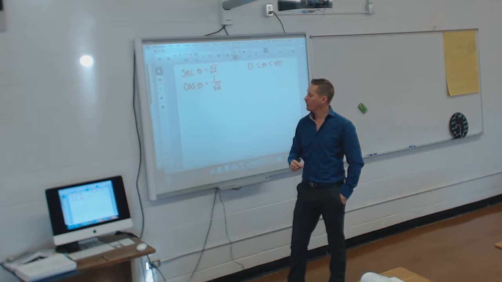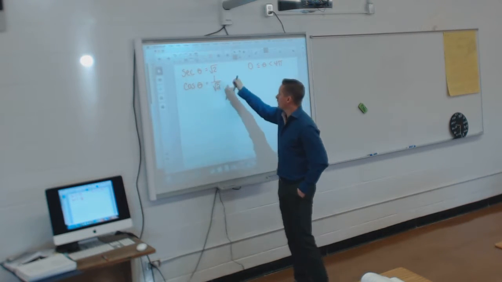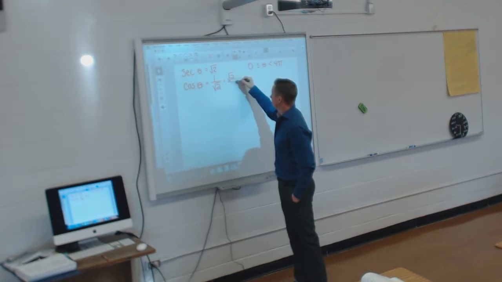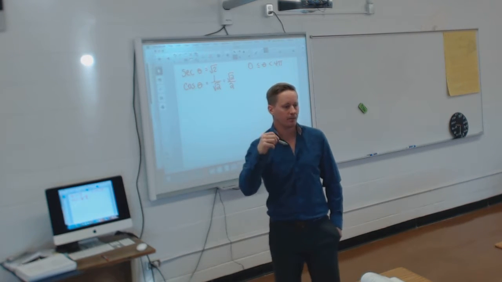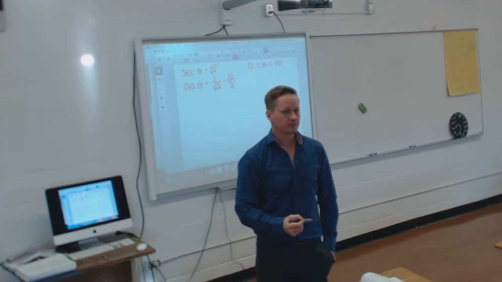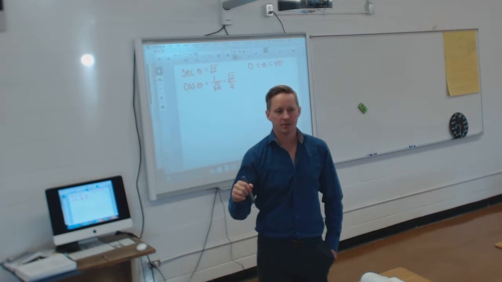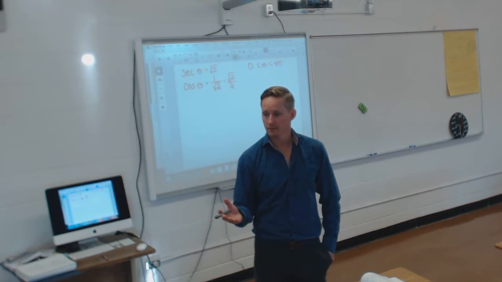So I want to know where on the circle is cos theta equal to 1/√2. Well, what is 1/√2 if I rationalize it? √2/2, times the top and the bottom by √2, right? So where, looking at your unit circle, is your cos theta equal to root 2 over 2? 45 degrees and 315. Do we agree?